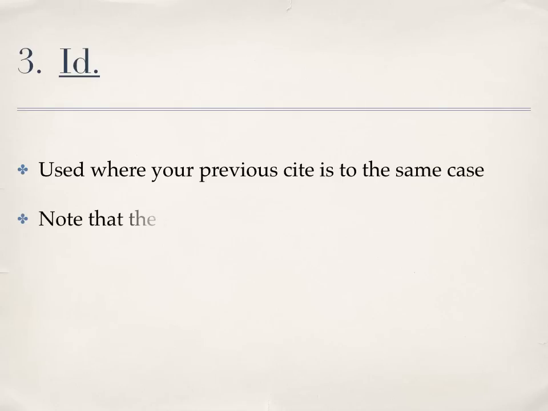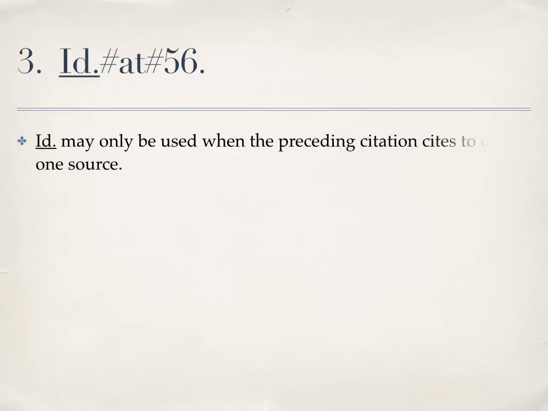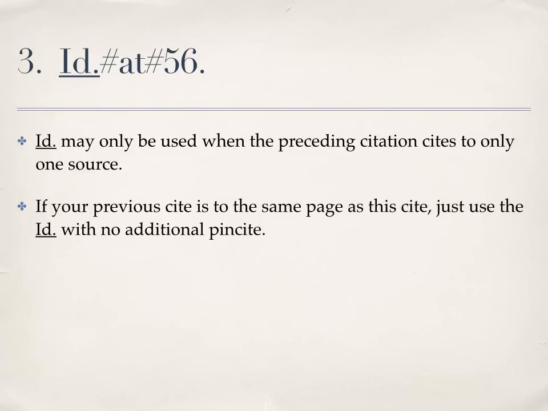The third form is the id form. Id is used where the immediately preceding cite is to the same case. Note that the period in id is underlined. Id is only appropriate where the preceding cite contains only one authority. If your previous cite was to more than one case or source, the next cite cannot be an id. Where the preceding cite is not only to the same case but also to the same page number, the whole cite is id with no additional information. But where the page number changes, you will add a space, at, space, and page number followed by a period.